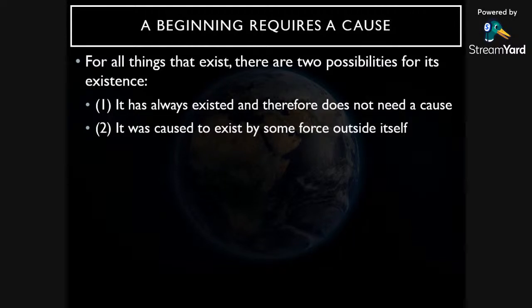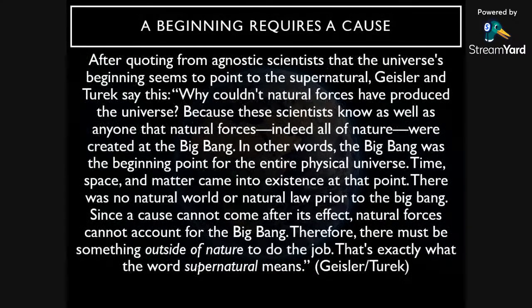Because if it's not eternal, something had to bring the something into existence, which is where we come to making this point. I want to quote from them once more. They quote from several agnostic scientists who really say that the universe's existence, its beginning, seems to point to the supernatural, and they have some way of weaseling their minds out of it. But after quoting from them, they make this point. Why couldn't natural forces have produced the universe? Because these scientists know as well as anyone that natural forces, indeed all of nature, were created at the Big Bang. In other words, the Big Bang was the beginning point for the entire physical universe.